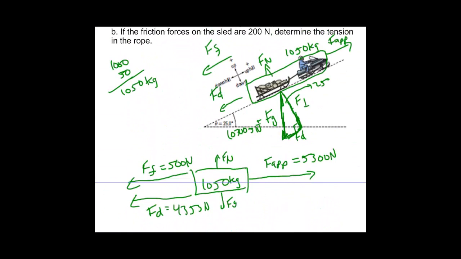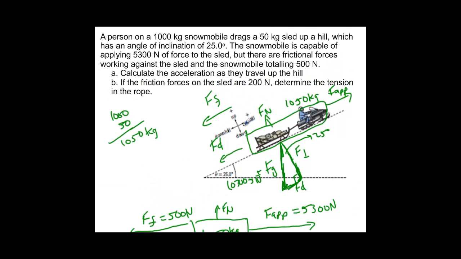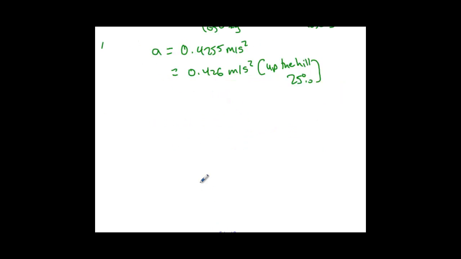Okay, I'm actually going to cut it off here because I want to challenge you guys now to find the tension in the rope. So we've done some examples like this before. I've taken you all the way up to the point of having acceleration. Now I want you to find the tension in the rope. And so I tell you how much friction force there is on the sled. The sled itself is being pulled backwards by 200 newtons.